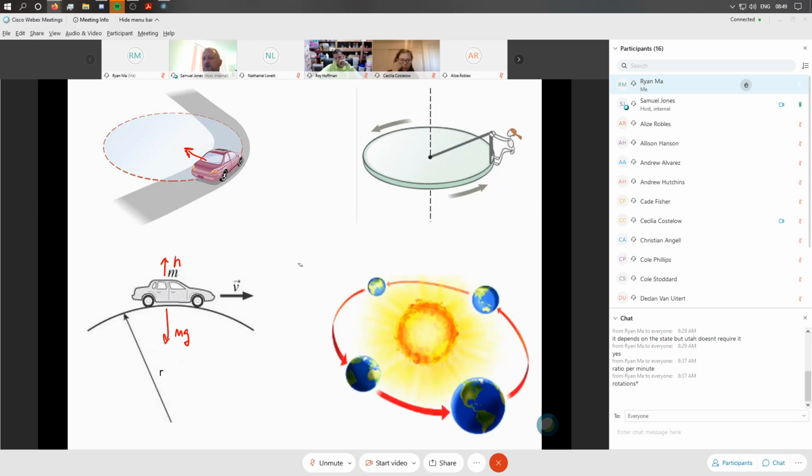Okay, how about this one? Earth going around the sun. What is the force that keeps the Earth in its orbit around the sun? Gravitational pull from the sun. It's gravitational pull directed towards the center of the circle, directed towards the sun.